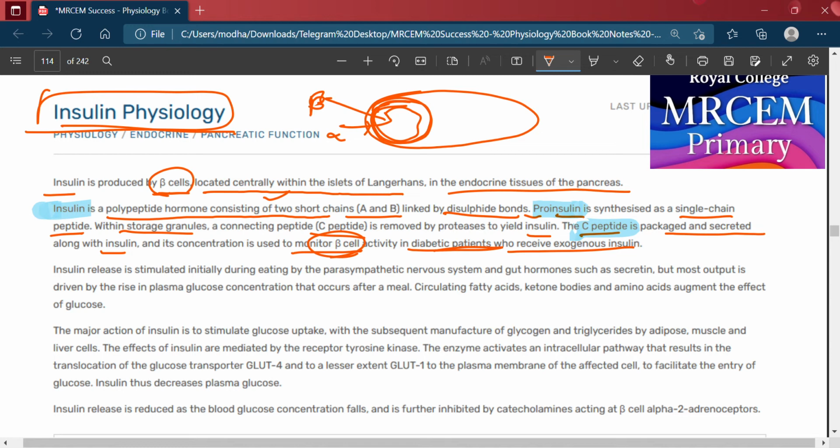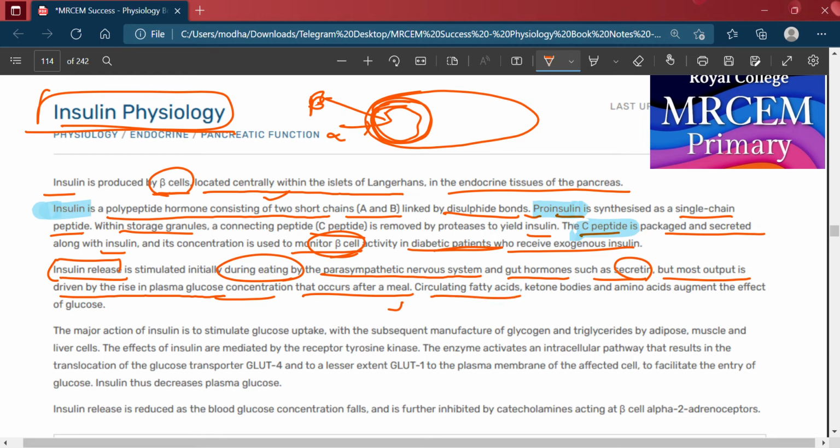Okay, insulin release is stimulated initially during eating by the parasympathetic nervous system and gut hormones such as secretin. But most output is driven by the rise in plasma glucose concentration that occurs after the meal.